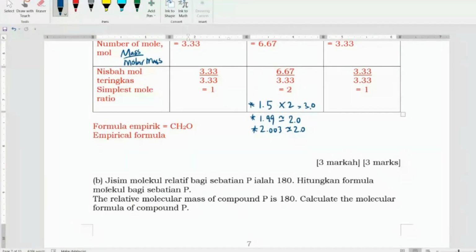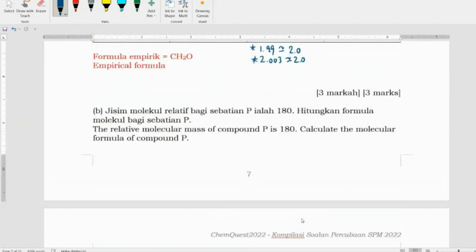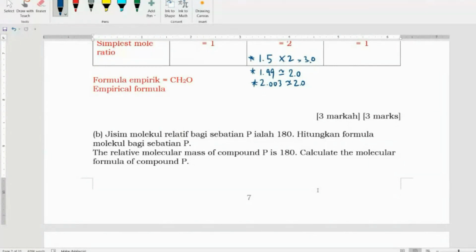Okay, next. The relative molecular mass. This one I would like to ask Jonathan, can you read the question? The relative molecular mass of the compound P is 180. Calculate the molecular formula of compound P. Okay. So how to calculate this, class? So the formula here is this.